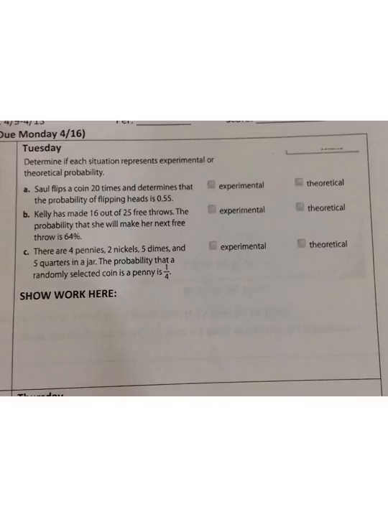C. There are 4 pennies, 2 nickels, 5 dimes, and 5 quarters in a jar. The probability that a randomly selected coin is a penny is 1/4. Experimental or theoretical?